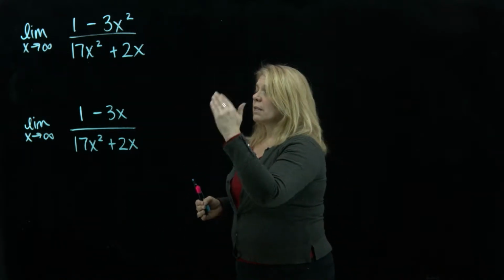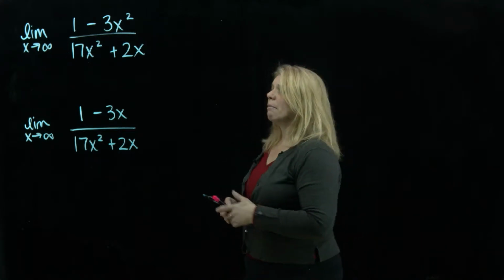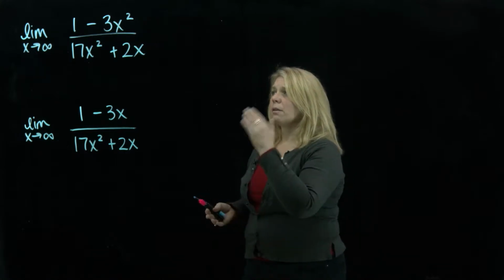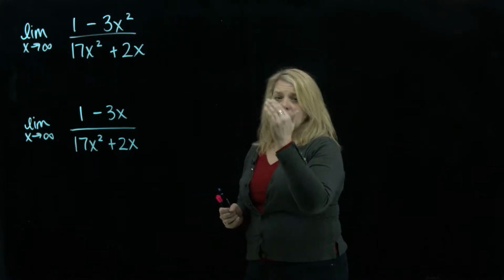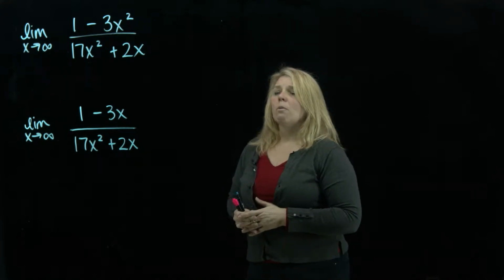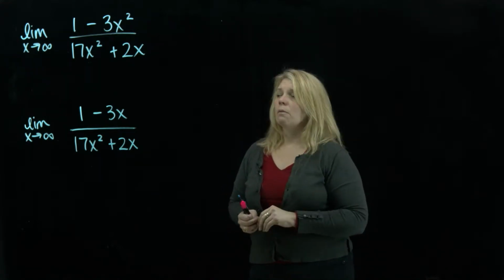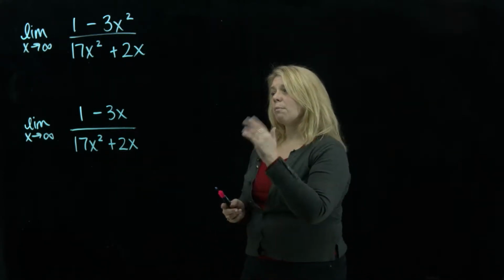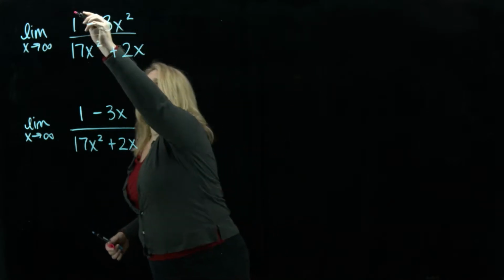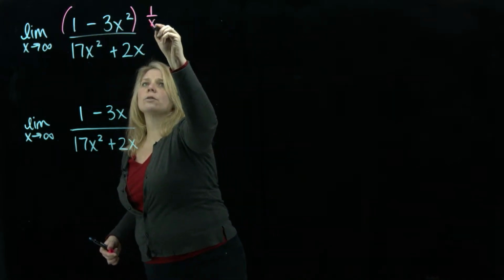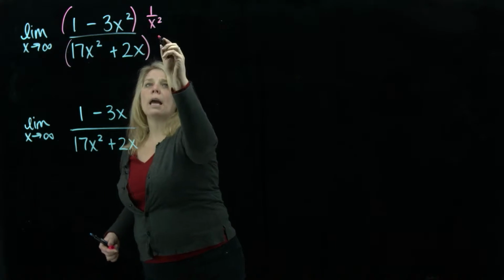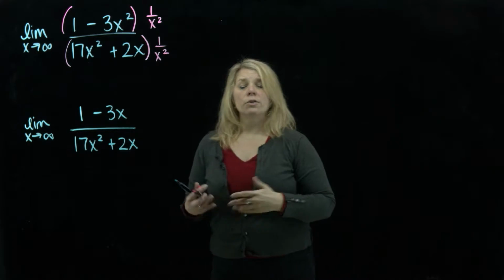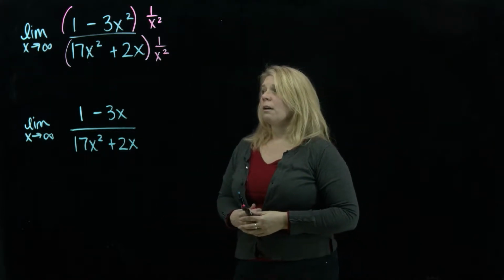All right, so for both of these problems, I'm going to use the same strategy, but we have very different limits on both of these. I'm going to start by multiplying both of these rational functions on the numerator and denominator by 1 over x to a power, where that power is the highest power of x in the denominator. So for both of these, I'm going to start by multiplying by 1 over x squared on the numerator and 1 over x squared on the denominator. So you're just multiplying by a form of 1 here, so you're not changing the value of the overall function.